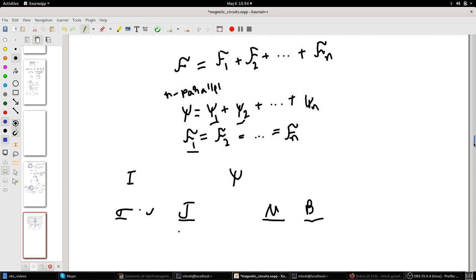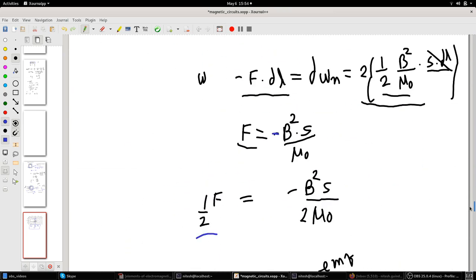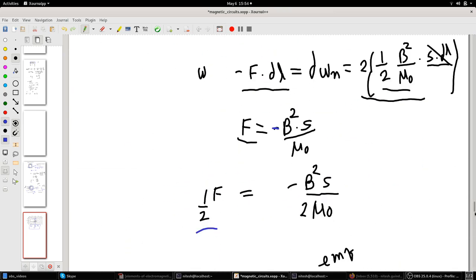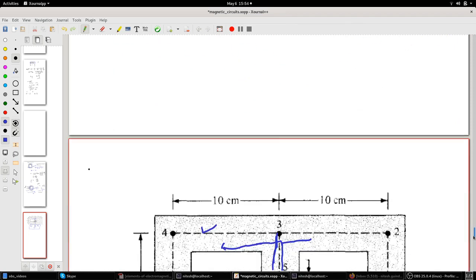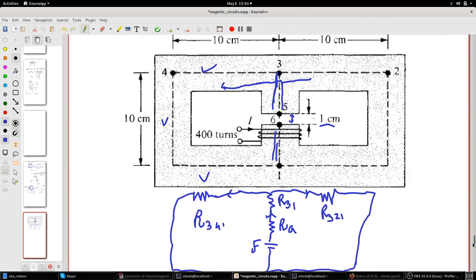You will solve some problems with respect to this kind of device, but this is the concept. The whole concept is to convert this particular device into this kind of analogous circuit, and these are your reluctances. I have made a mistake about that. So I am going to denote the reluctance something like this, and MMF as something like this. That's it.